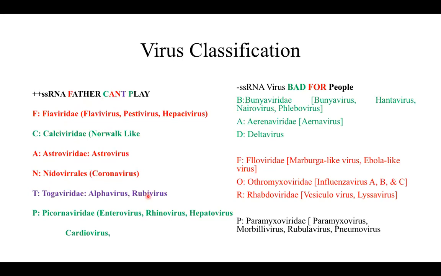The initial letter of play, P, stands for the picornavirus groups. It includes the enterovirus, rhinovirus, hepatovirus, and poliovirus. They are included in the positive single-stranded RNA viruses.